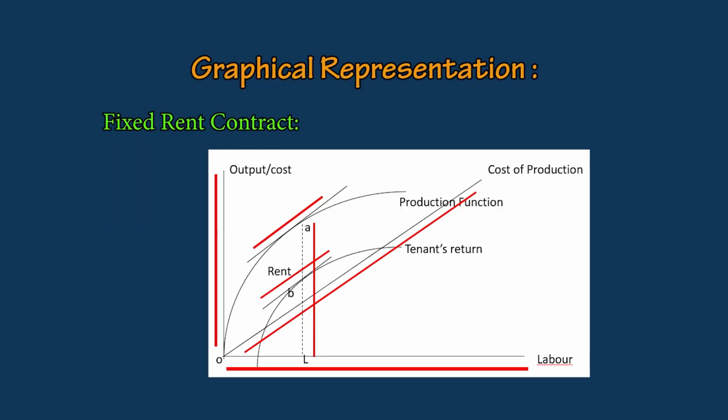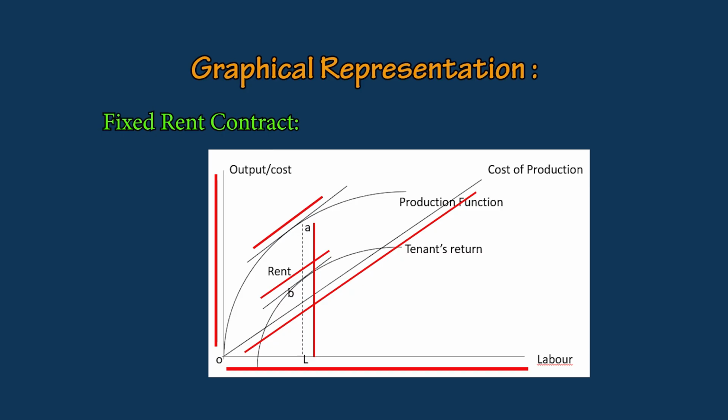See, here the slope of the tenant's return curve is equal to the slope of the production function. So, at the point where the slope of the tenant's return curve is equal to the slope of the cost of production line, the slope of the production function also equals the slope of the cost of production line. So, in this case, the level of output corresponds to the benchmark level of efficiency.